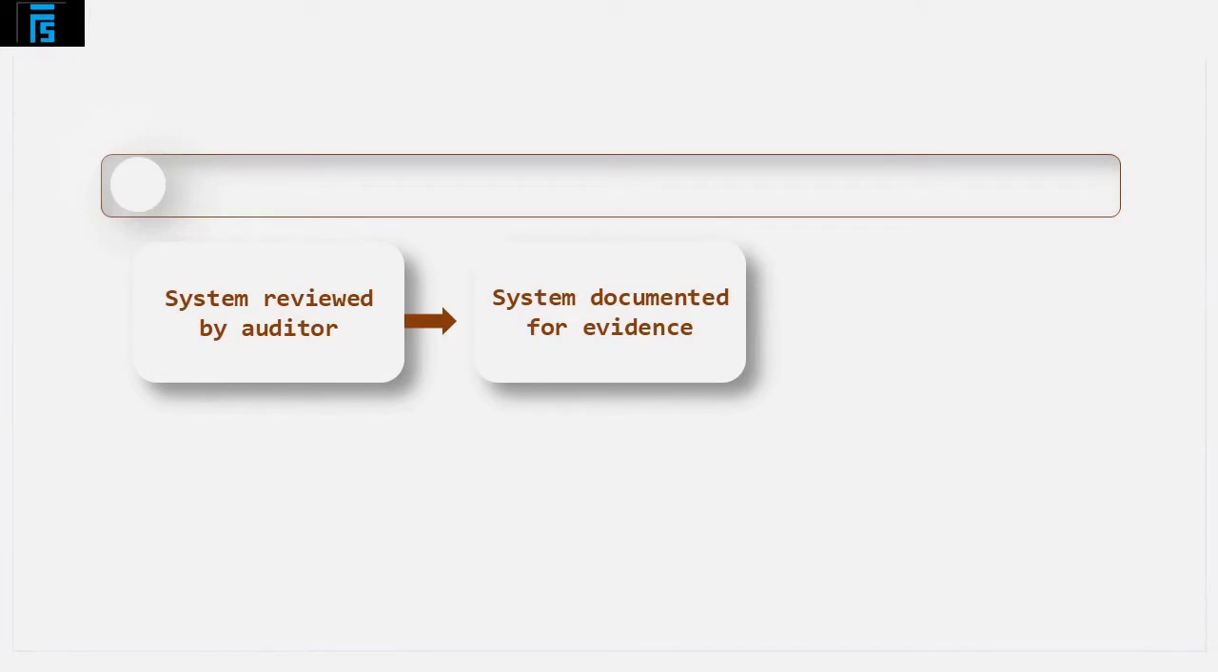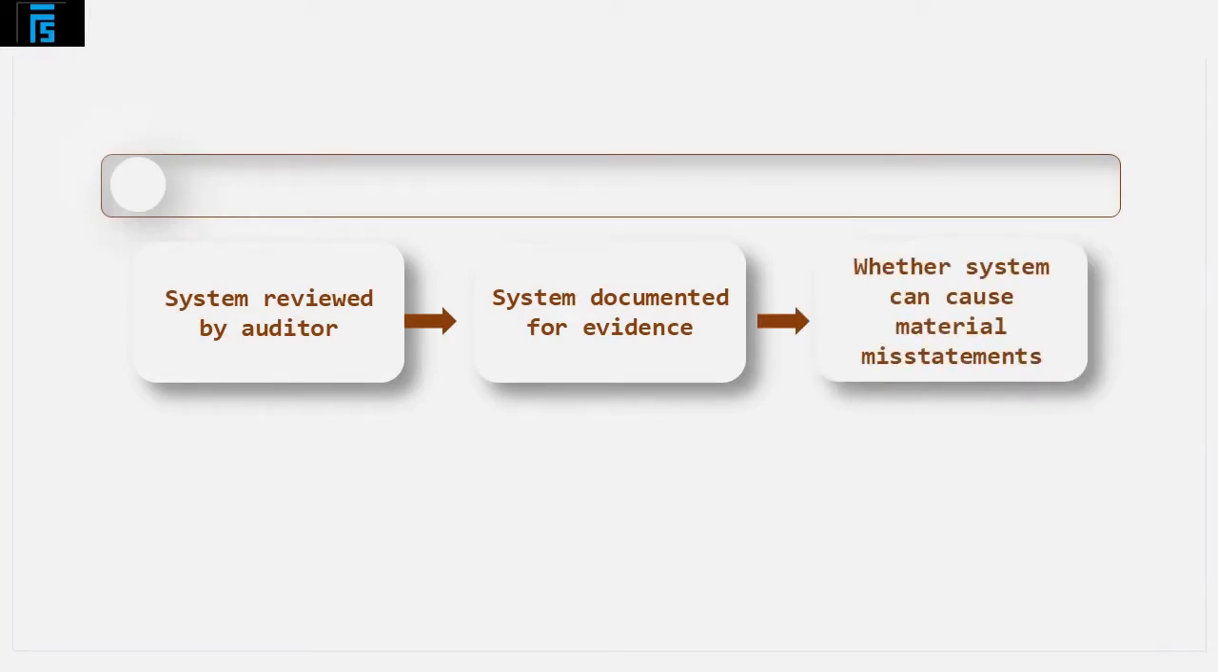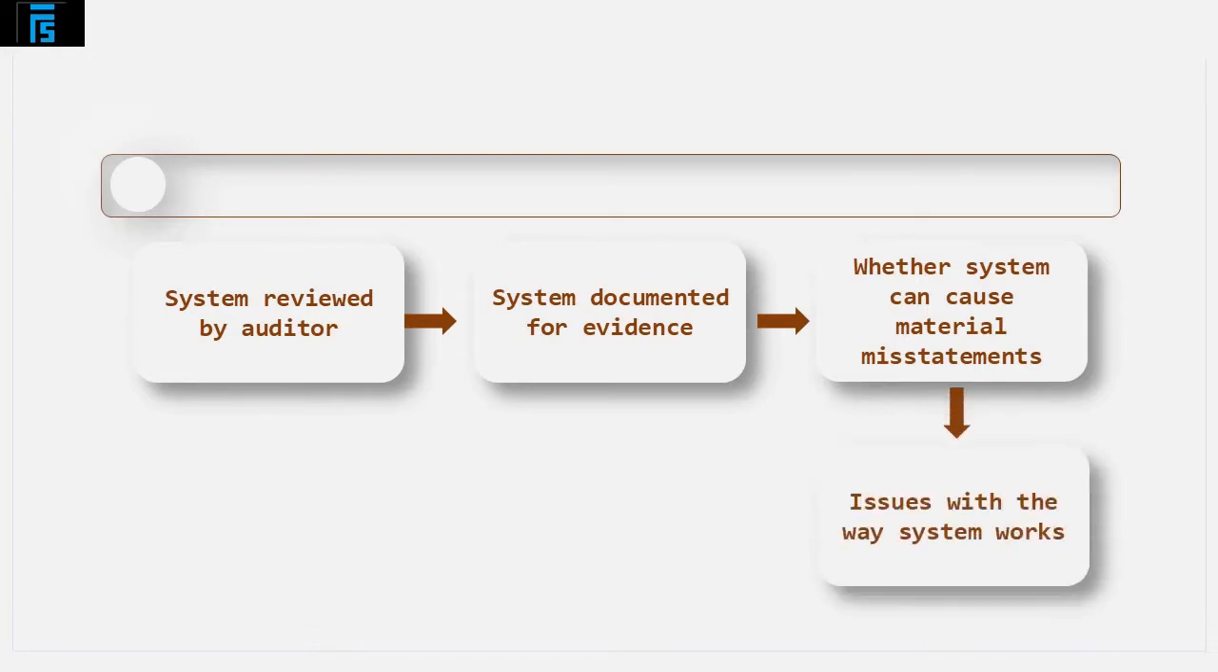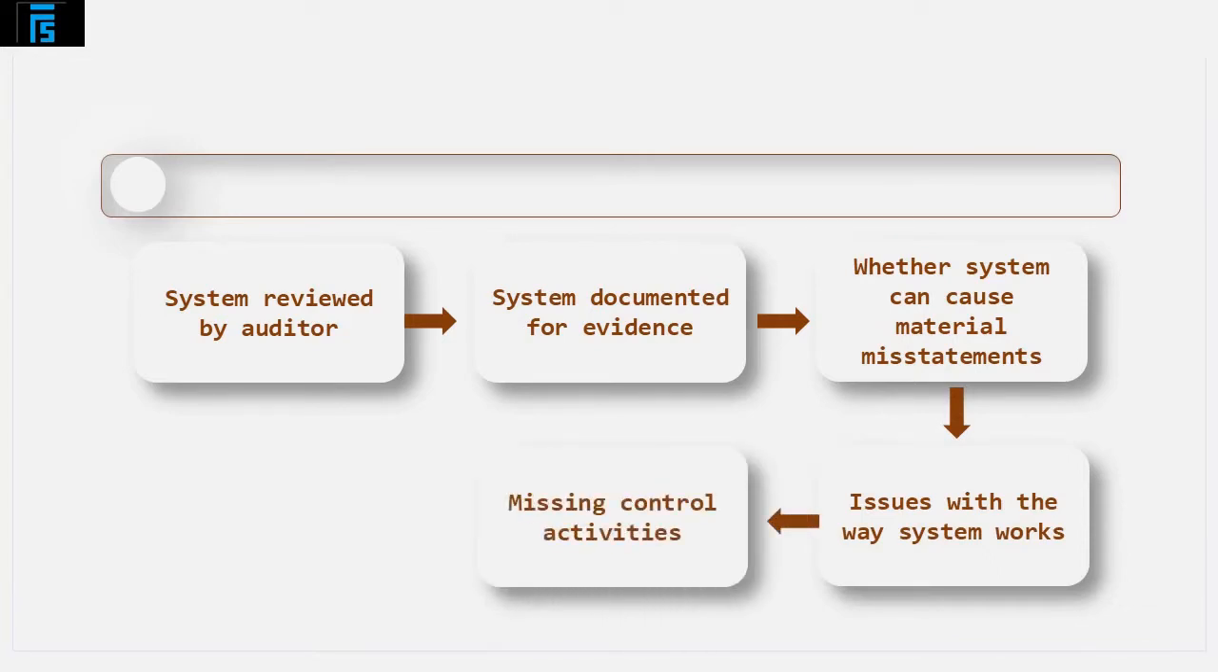They then document the system for their own evidence and begin the task of deciding whether the system could cause potential material misstatements. As they are performing this work and testing the systems, they will identify if there are any issues with the way the system operates. Using their skills and experience, they may notice control activities missing within the system that could cause problems.